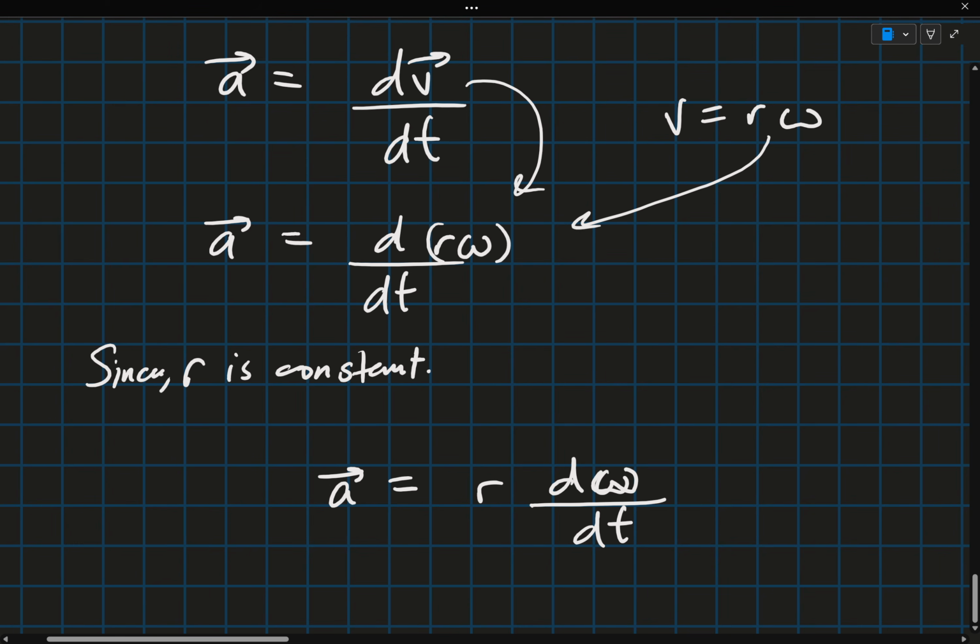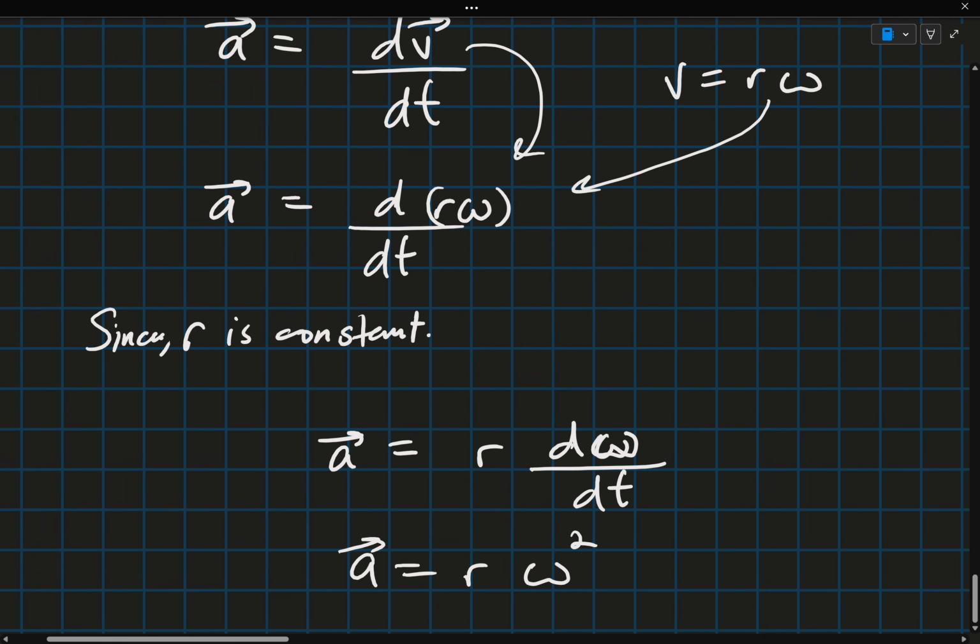But remember that the angular velocity is constant in uniform circular motion as well. So the derivative with respect to time doesn't change. Therefore, the magnitude of the centripetal acceleration comes from the change in direction and not the change in speed. So a is reduced to r omega squared. That's all we're looking at.